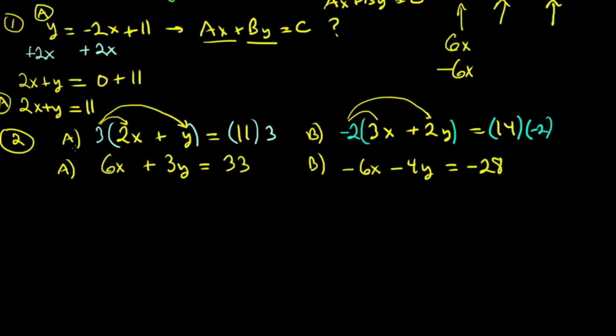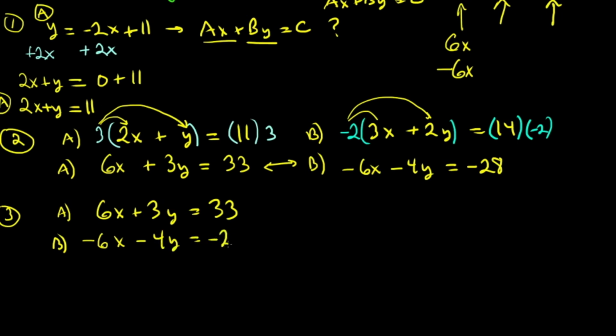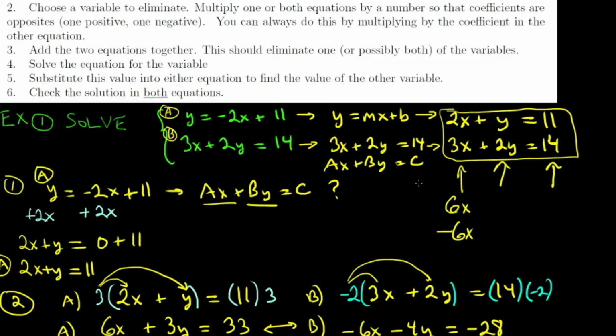It's a little bit tricky to see them side by side like this. I would prefer to write them vertically. So equation A, again, is 6x plus 3y equals 33. And equation B is negative 6x minus 4y equals negative 28. So that was step 2. Step 2 was to choose a variable to eliminate. We chose x, but we could have chosen y as well. Probably would have been easier.